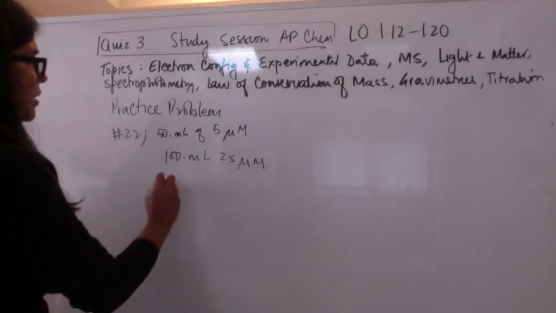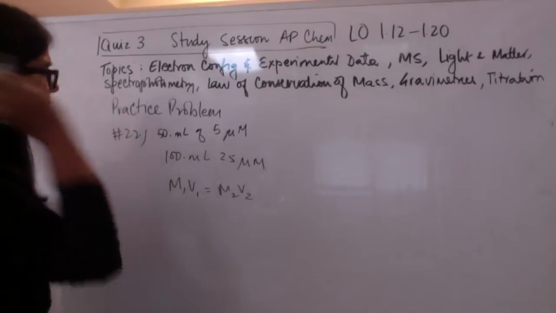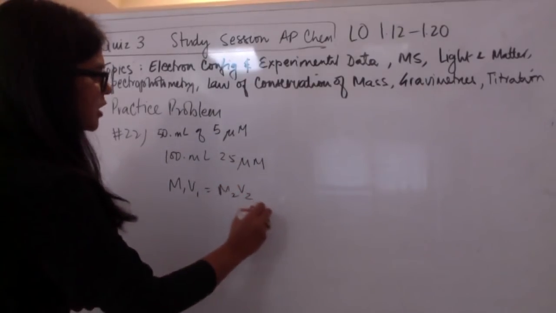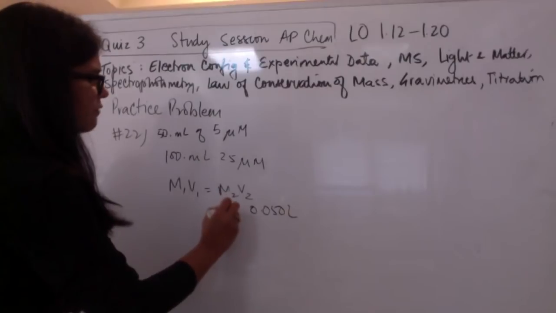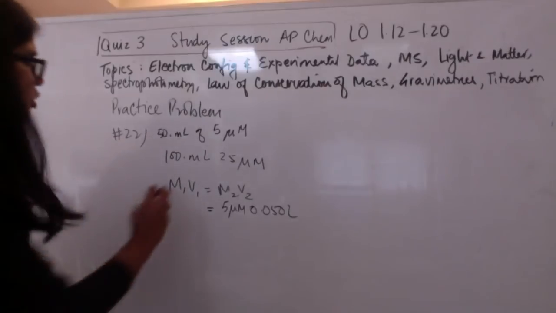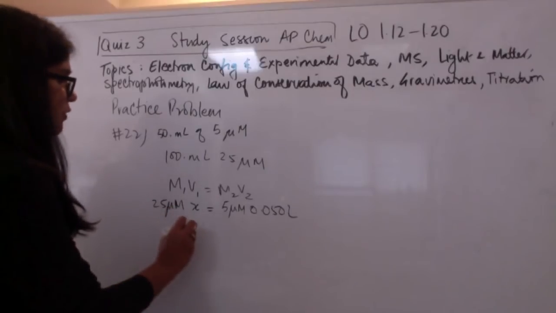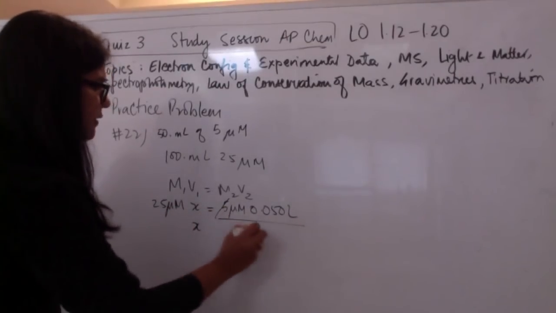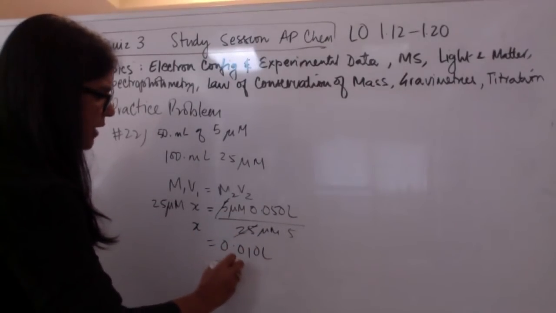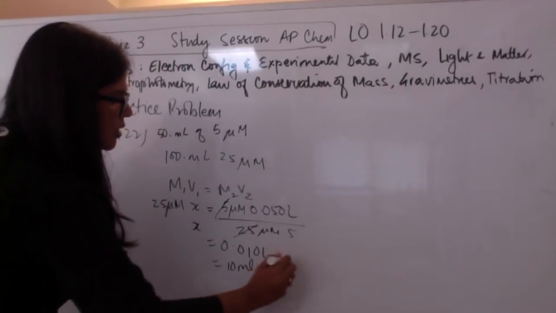This is a dilution problem. We do M1V1 is equal to M2V2. So we have this much, and how do we want to make? I need to make 50 mL, 0.050 liters, of 5 micromolar solution, right? And we only have 25 micromolar solution. So what volume of it should we have? When you do that, this divided by 25, 0.010 liter or 10 mL. So you'll take 10 mL of solution and make up its volume to 50 mL.